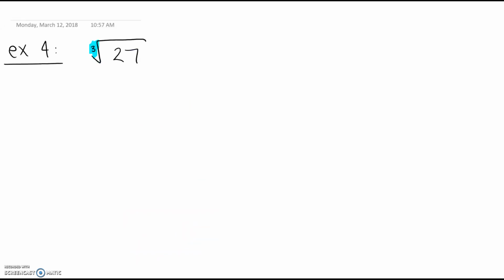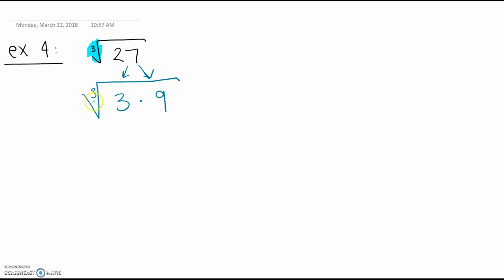Now another thing you can do is cubics. So if I have the third root, that means I'm looking for 3 of the same number being multiplied together. Now a common mistake is to not rewrite this 3 in the index, so be careful. But we ask ourselves the same question. What times what multiplies to 27? Hopefully you're thinking 3 times 9.